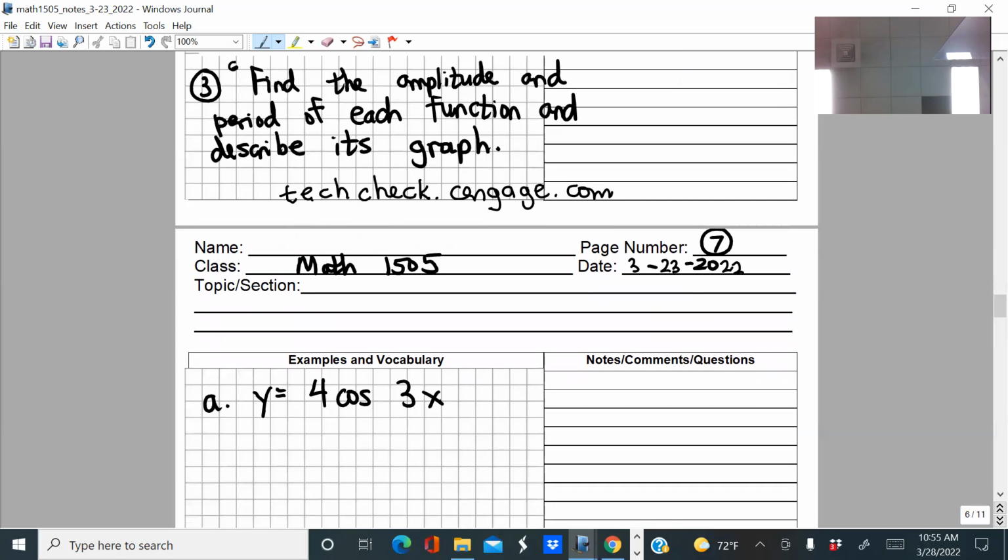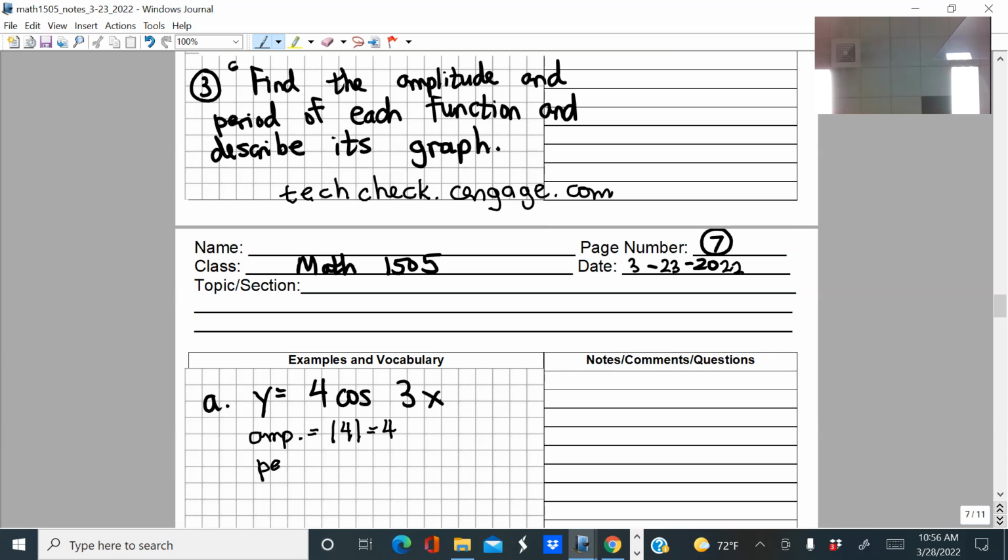So let's look at these sinusoidal curves. Here we have 4 cosine of 3x. We can describe what's going to happen here. What's the amplitude? 4. The amplitude there is the absolute value of 4, which is 4. So that's going to stretch us vertically by a factor of 4. This cosine curve is going to go up to 4 and down to -4 instead of going only up to 1 or only down to -1.